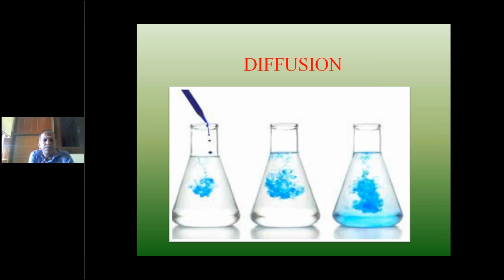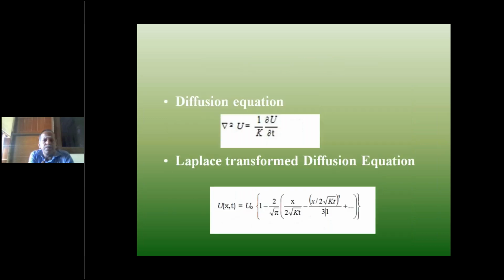It is a slow spreading process. And we have changed the diffusion equation to a Laplace transformed algebraic equation. The first one is the diffusion equation, del square U equal to 1 by k into dou U by dou t. Whereas U of x comma t equal to U naught of 1 minus 2 by root 5 x by 2 by root kt, etc. with the higher orders. This is the algebraic equation.